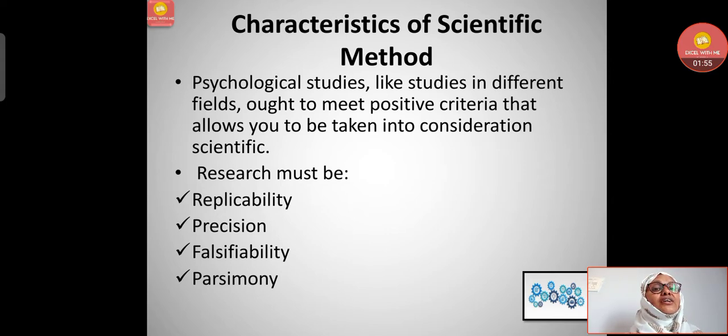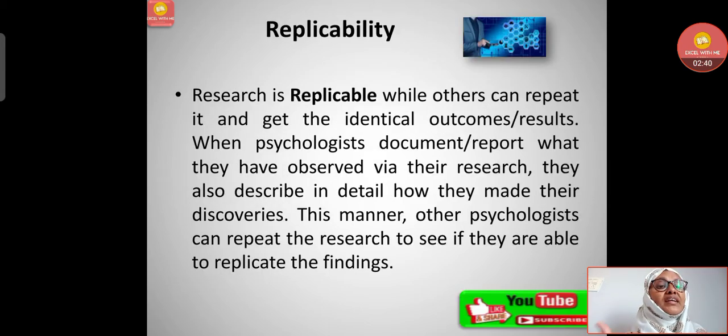Let's understand. Psychological studies, like studies in different fields, ought to meet certain criteria that allow them to be taken into consideration as scientific. So, to make everything scientific, we need to take some criteria. We have to meet one criteria. In different fields, research is done. So for those studies, there should be some considerations. Research must have replicability, there should be precision, there should be falsifiability, and then parsimony. These are the 4 characteristics we should meet when we apply this scientific method.